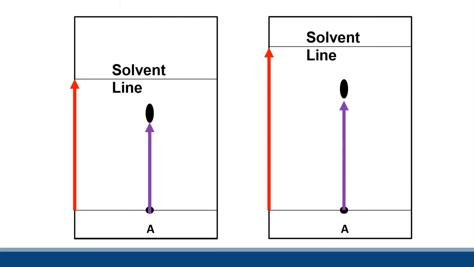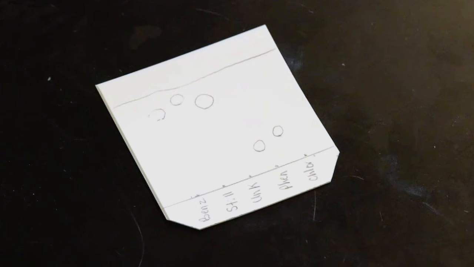In order to have a single characteristic migration value for a particular compound, we can calculate and report the retention factor. This is the ratio of the compound migration distance to the solvent front migration distance. This ratio is the same for the same compound on different TLC plates. To calculate the retention factor, measure the migration distance of the spot from the line at the bottom and the distance of the solvent line from the bottom.